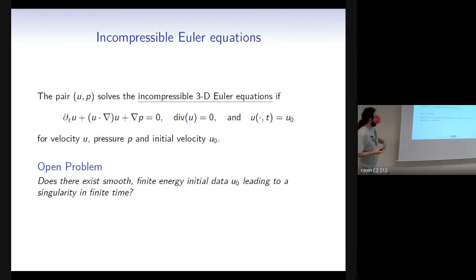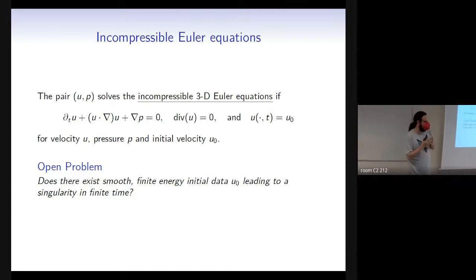So the goal, or the question, is: if I'm free to choose the initial data, can I choose the initial data so that I have a finite time singularity? Or no matter what initial data I choose, will all solutions live forever and be smooth forever? This is the dichotomy between finite time blowup and global solutions. This is the main question in the mathematical physics community.